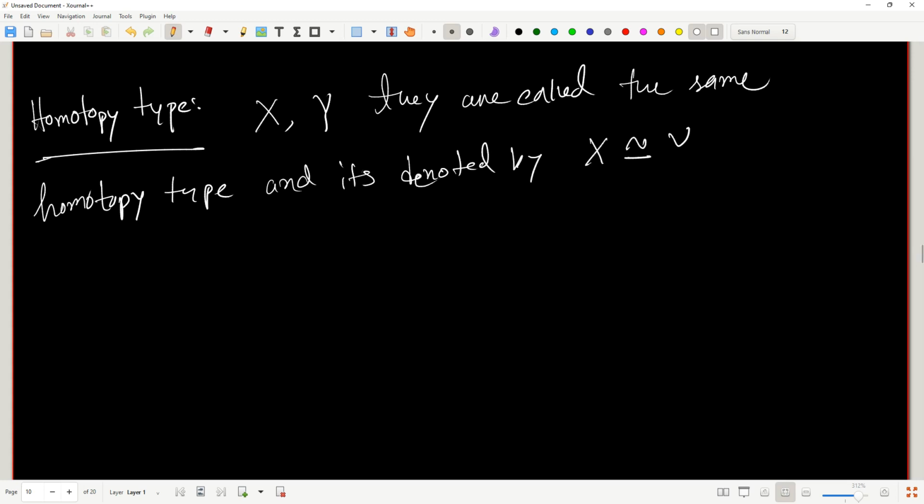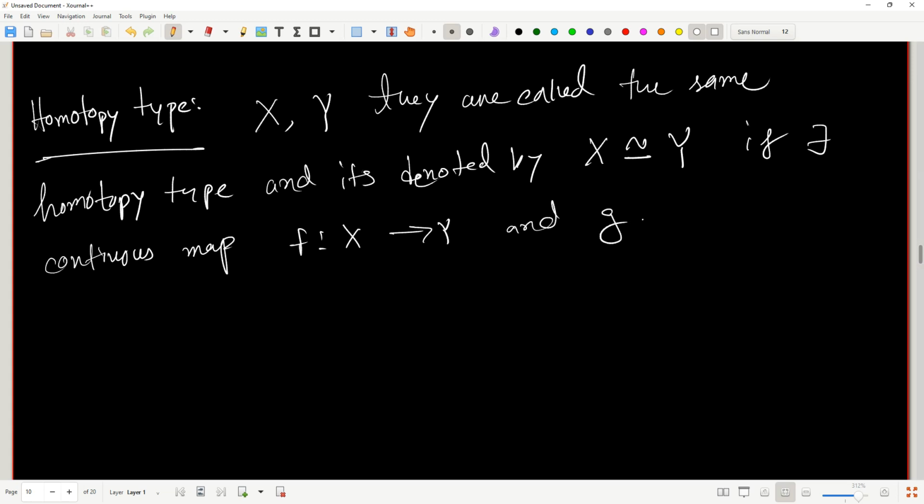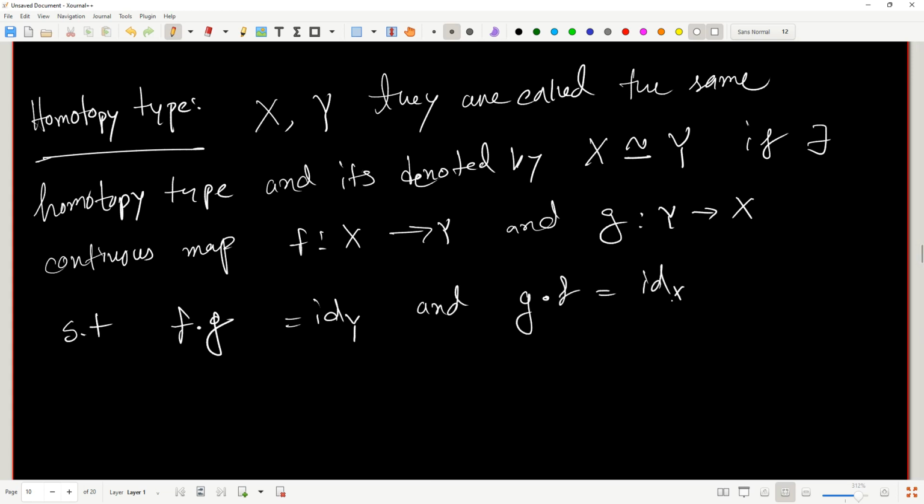X homotopic to Y if there exists continuous maps F from X to Y and G from Y to X such that the composition F of G gives you the identity on Y and the composition G of F gives you the identity on X.